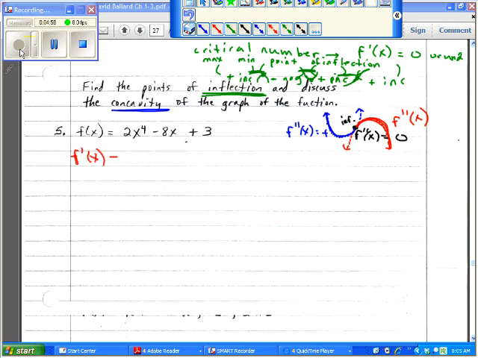So we'll have f prime of x is 4 times 2 is 8x, and then reduce the exponent by 1, 8x to the third, and then minus 8x. And then the derivative of 3 is 0. The x goes away. Yes, the derivative of x is 1. That's right. So, minus 8.